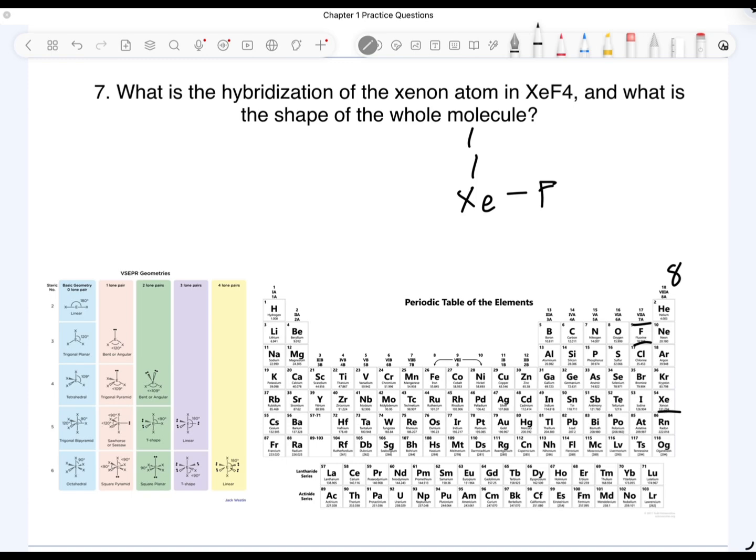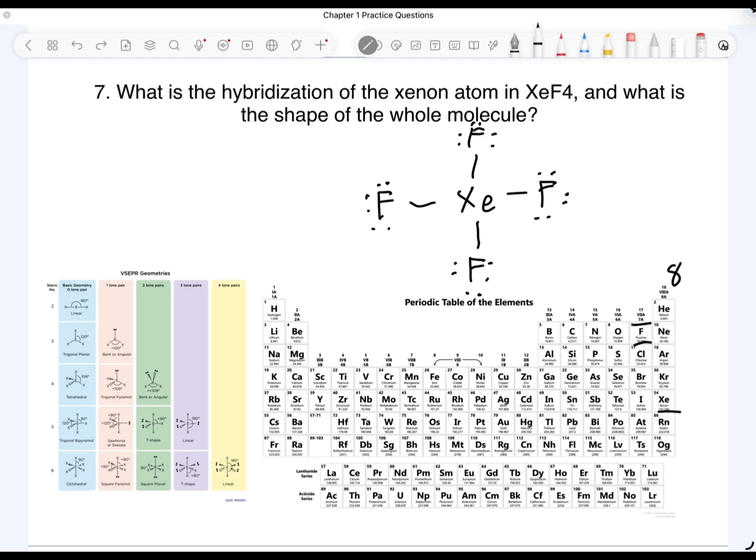Xenon is going to have those 4 bonds around it. And don't forget the lone pairs. Now, each of these fluorines are happy, right? Because there are eight electrons in each octet, and it fulfills it, and it's happy.